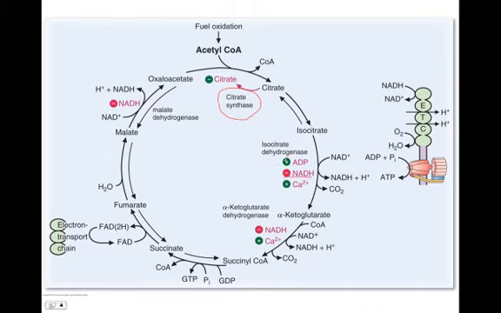Isocitrate dehydrogenase can also be activated by ADP and calcium, and alpha-ketoglutarate can also be activated by calcium. ADP is a signal of low energy within the cell, so this would make sense that high levels of ADP would increase the rate of the TCA cycle, such that we could generate more NADH to be oxidized to generate ATP.